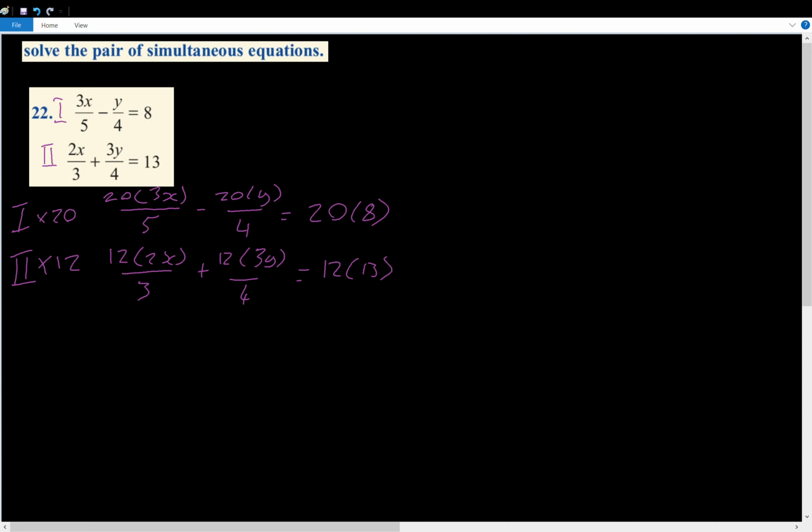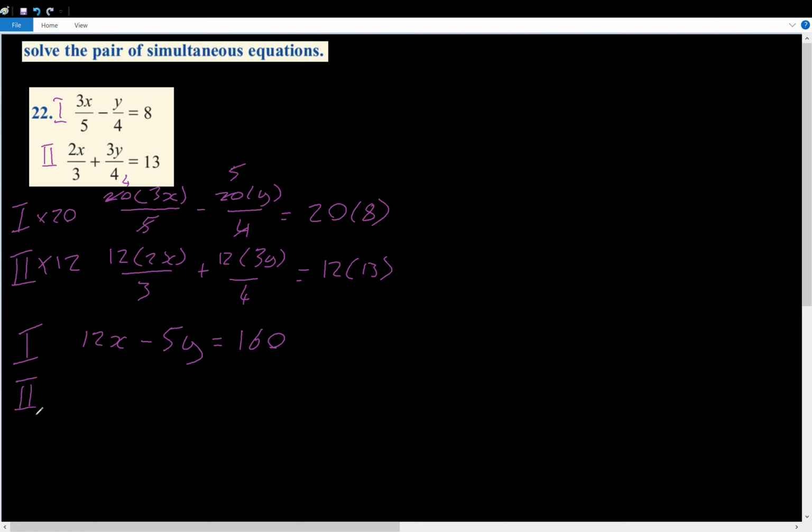Now if we tidy these up a bit, from equation 1 we can see that 20 divided by 5 leaves 4, and 20 divided by 4 leaves 5. So we're going to have 4 times 3x, which is 12x, minus 5 times y, which is just 5y, and that's equal to 20 times 8, which is 160.